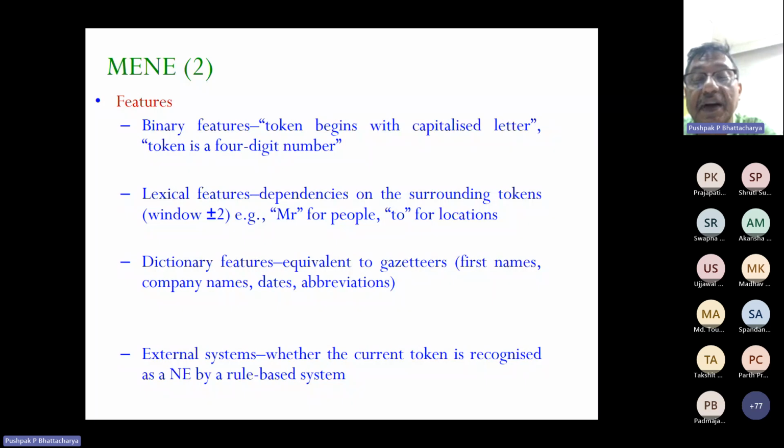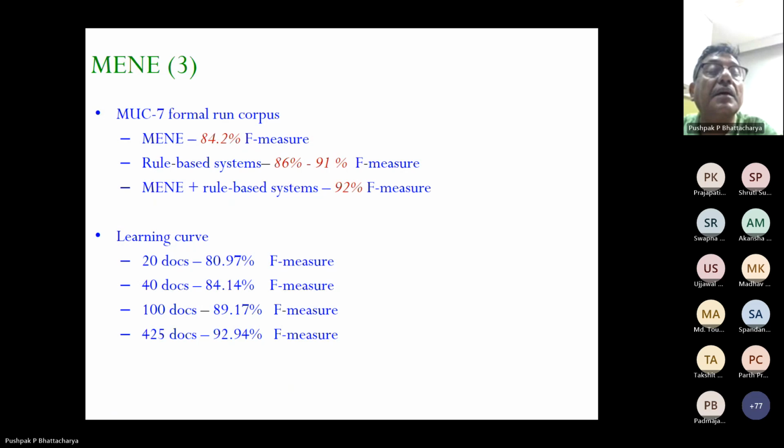External systems: whether the current token is recognized as an NE by a rule-based system. So I mentioned that this MENE system is a hybrid system. It is finally statistical, but it makes use of a primitive rule-based classifier. So MUC-7 was used for training and testing. 84% F measure. Rule-based system is 86 to 91%. MENE plus rule-based system is 92%.